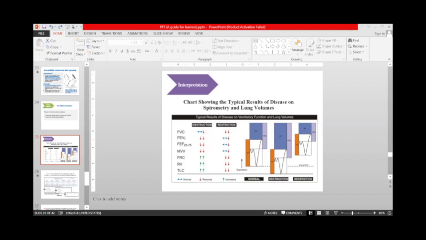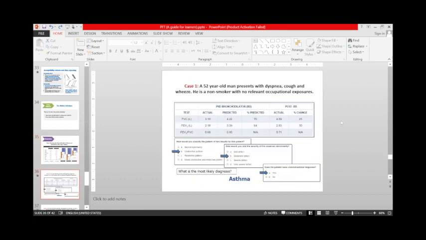Now I will take you through some cases, then we will answer your questions in Q&A. As Dr. Bassem said, we should follow a certain chart when we interpret lung function data, starting from the ratio of FEV1 over FVC, then we should look at FEV1, FVC, and lung volumes and capacities. I will take you through some cases.